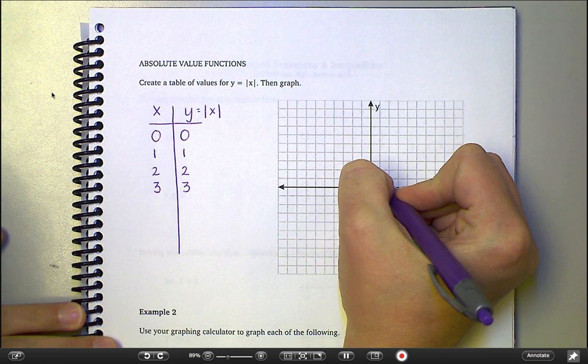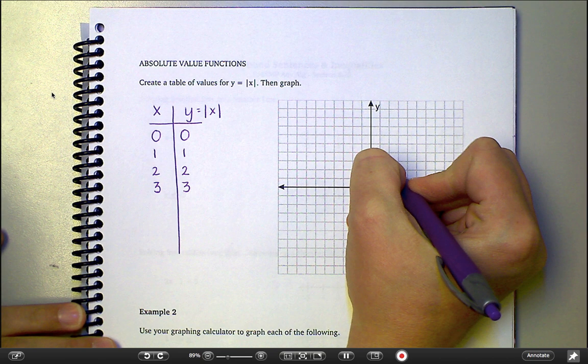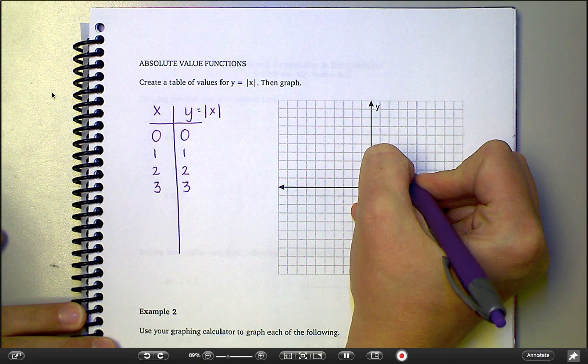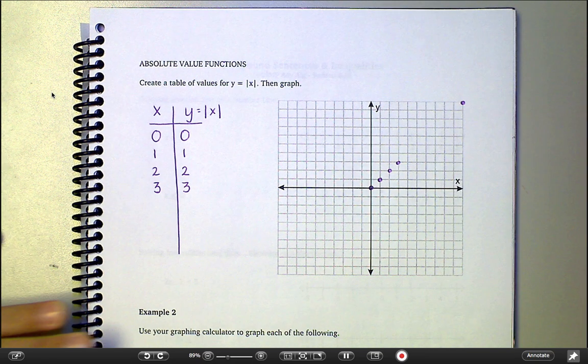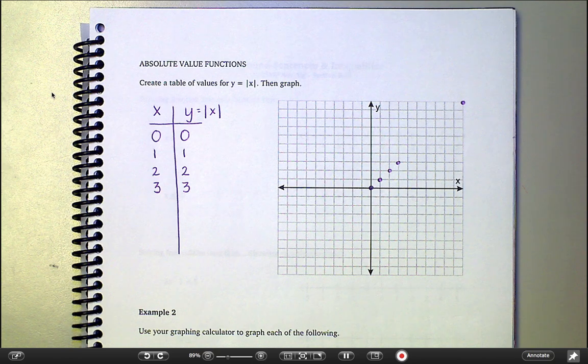Okay, if we go ahead and graph those, it's going to look like this. 0, 1, 1, 2, 2, 3, 3. We could go all the way up to like 10, 10. Okay, that's what this side's going to look like.